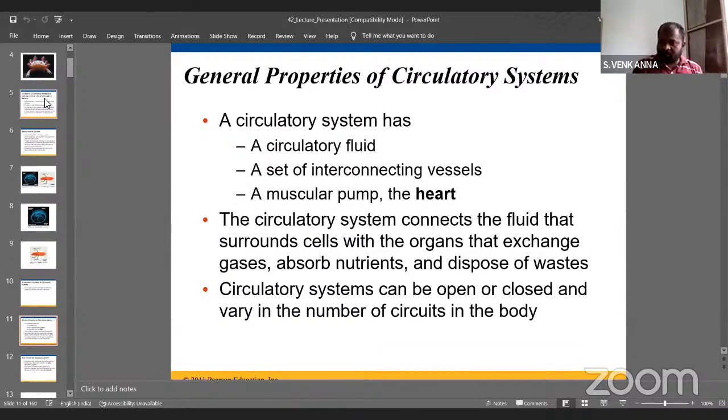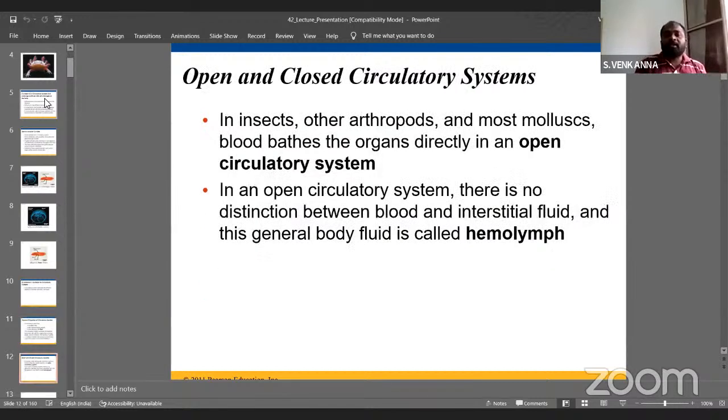The circulatory system connects the fluid surrounding cells with the organs that exchange gases, absorb nutrients, and dispose of wastes. The circulatory system can be open or closed and varies in the number of circuits in the body. There are two types, open and closed circulatory systems, in animal functions.